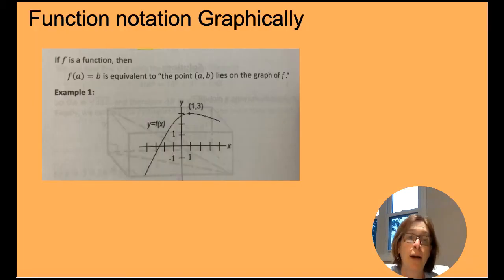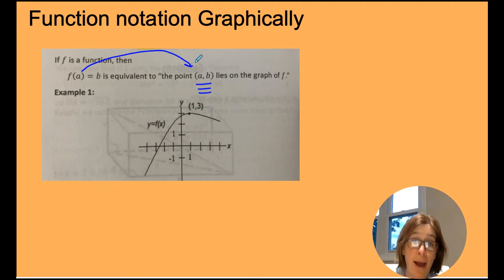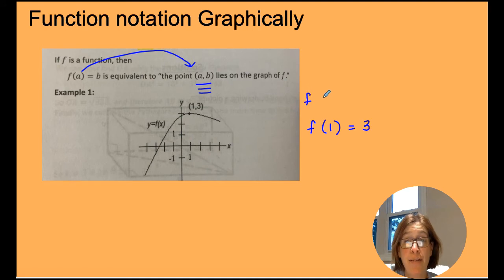All right, I really wanted to spend today working on functions graphically. So that was functions symbolically, so as an equation. Functions graphically and function notation graphically gets a little bit tricky. But if f is a function, then f of a equals b is equivalent to the point (a, b), like I just said. So a comma b is the coordinate point on the graph. So if I give you a function like this, f of x, and I see the point (1, 3), another way to write that is f at 1 equals 3. Remember, f of x equals y.